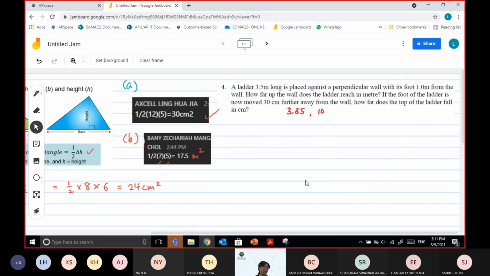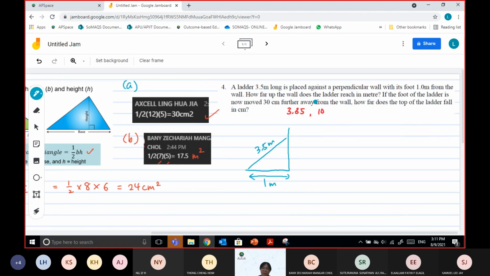Okay, so for question number 4, a ladder of 3.5 meter long is placed against a perpendicular wall with its foot 1 meter from the wall. So that means the ladder is 3.5 meter long against a perpendicular wall. Let's say this is the perpendicular wall, and this is your ladder, 3.5 meter long. Then they say it is placed with its foot 1 meter from the wall. So that means here is 1 meter away from the wall.